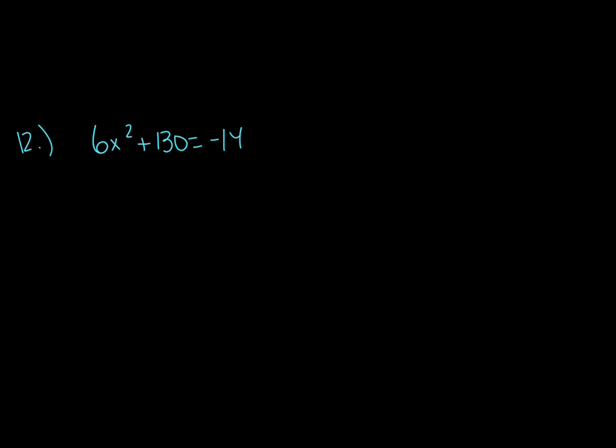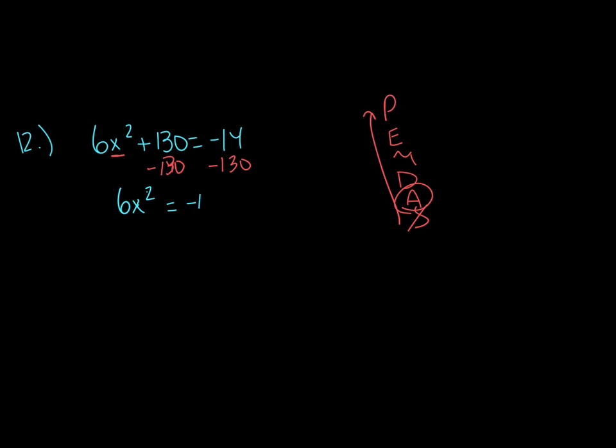All right, number 12. Once again, if you want to make it equal 0 and use the quadratic formula, you're more than welcome to. I would recommend using penultimate backwards because there's only one variable. So there is no subtraction. There's addition, which is why I minus 130 from both sides. So then I end up with 6x squared equals negative 144. Well, addition's gone. There's no division. There's multiplication, which is why I divide both sides by 6. So I end up with x squared equals negative 24.